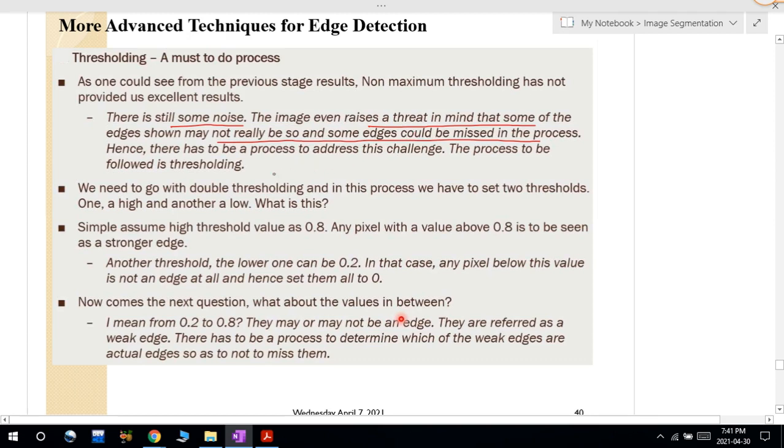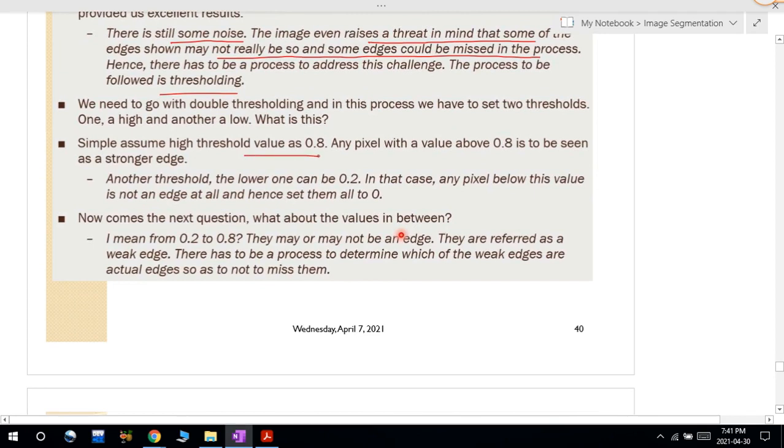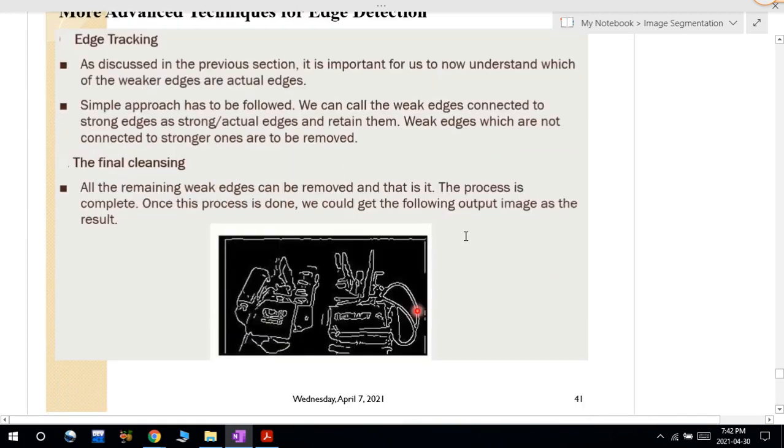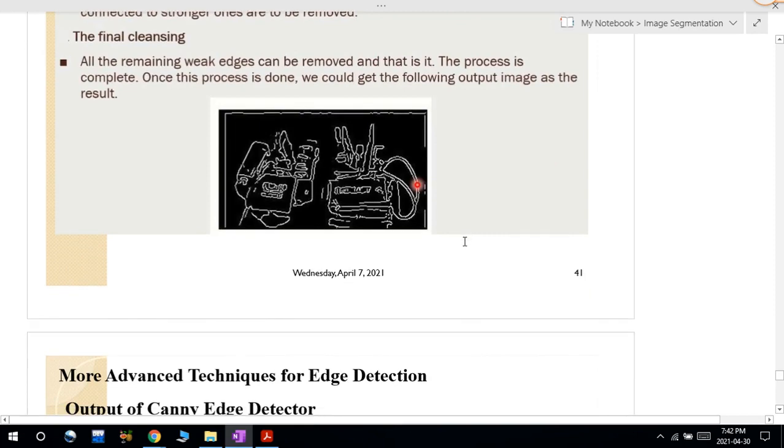To remove that one, I will apply this thresholding, in which I will take two threshold values. The same thing we have. If it is greater than that particular threshold value, then definitely I will consider it as edge. If it is less than that low threshold value, then I will not consider it. And in between, if it is connected to the strong edges, then I can consider it as edge. Otherwise, it is discarded. So that is the thing that is applied over here.